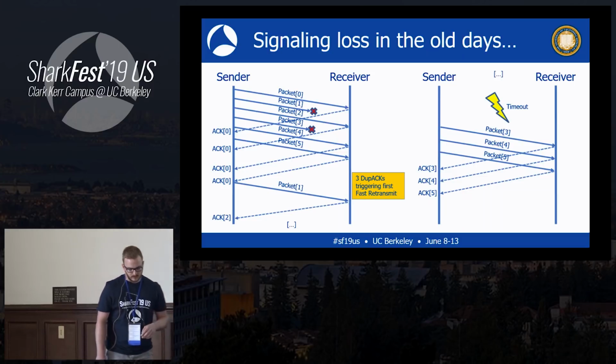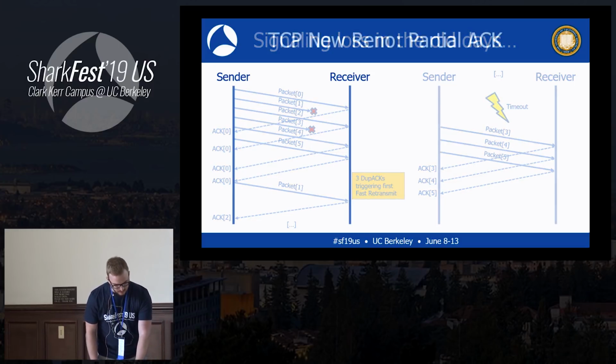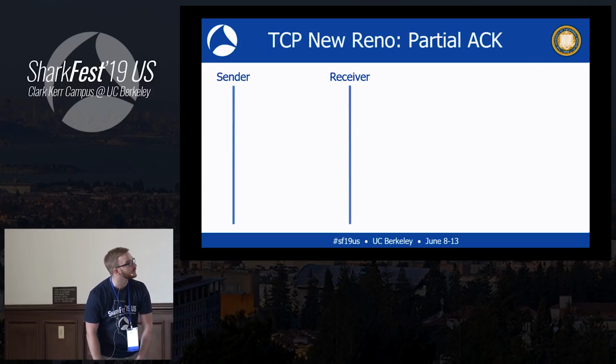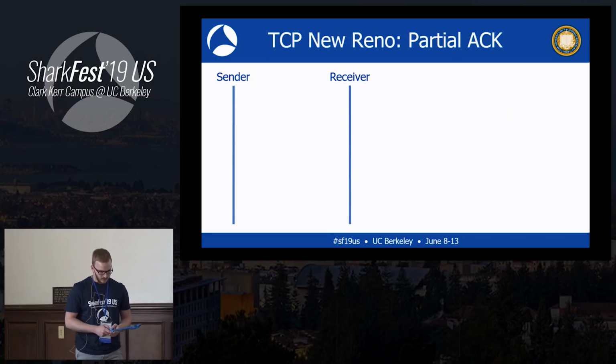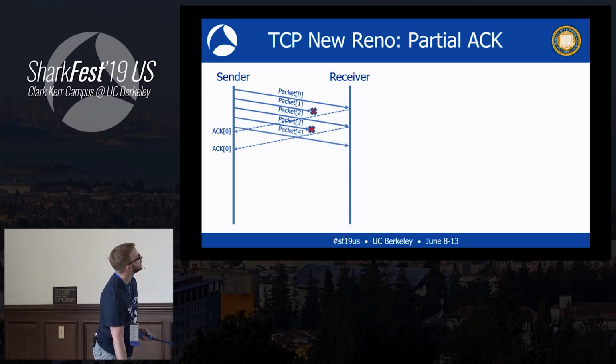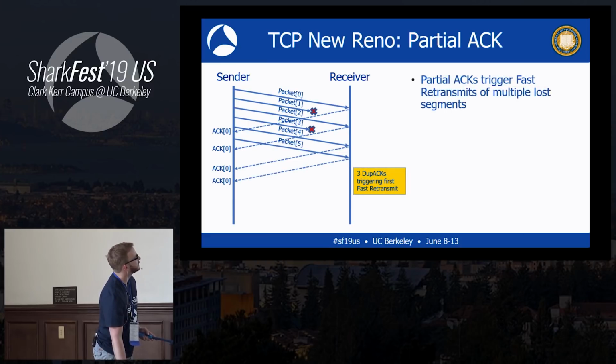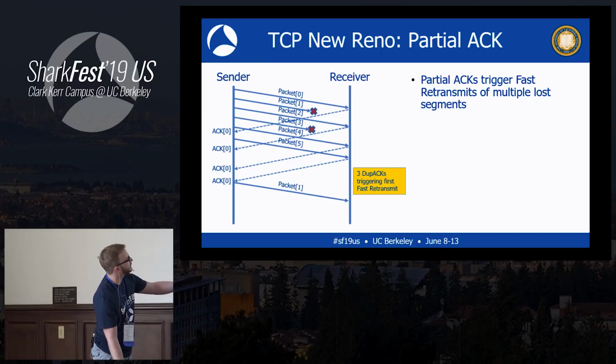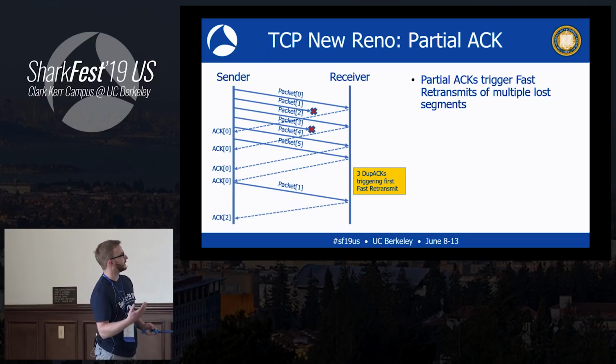One thing that we can take care of is covered in TCP New Reno, called Partial ACK. With Partial ACK, we have basically the same situation, but there's a major difference after the duplicate acknowledgments come in. At this point in time, I'm going to resend packet number 1, because that's still the one where my acknowledgements are. And the next thing that happens is that the receiver sends an acknowledgement for packet number 2.